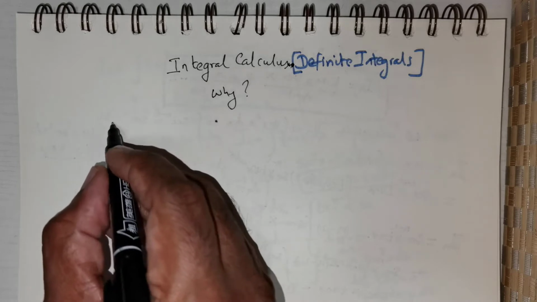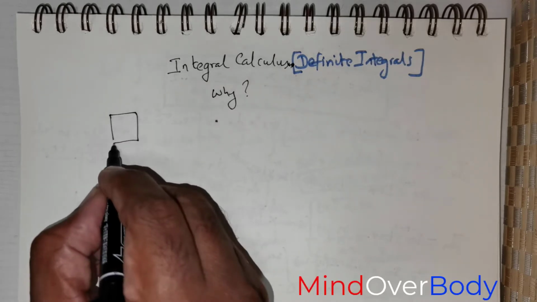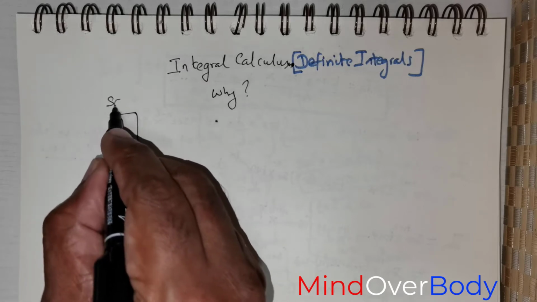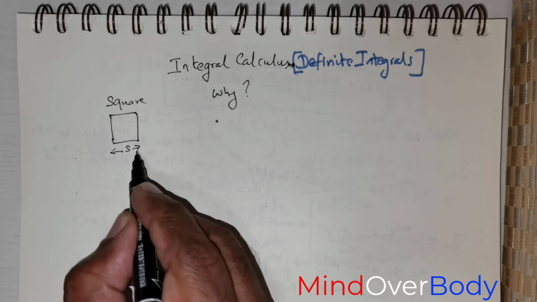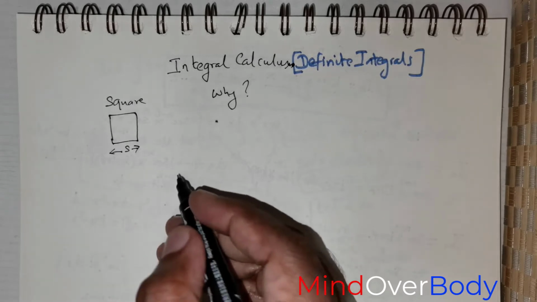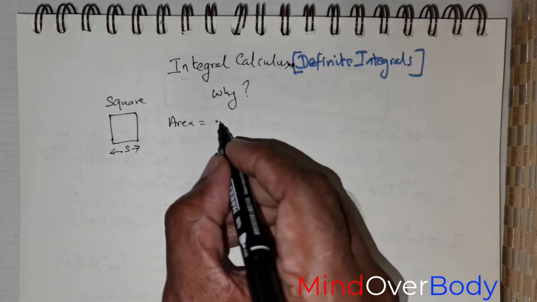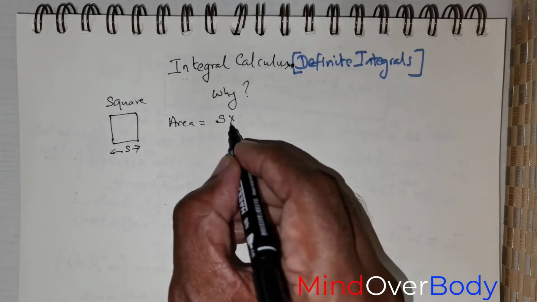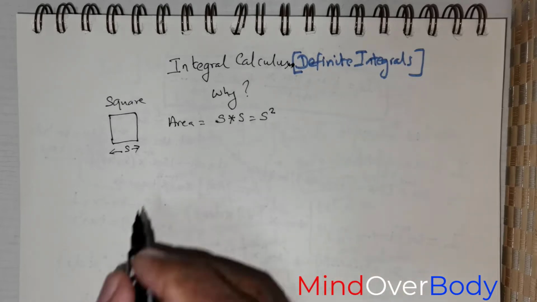Now we all know that there are several geometrical shapes. Say for example, I take the shape of a square and it has a side of s units. Now the area of this square is going to be side into side. In other words, it's going to be equal to s squared.